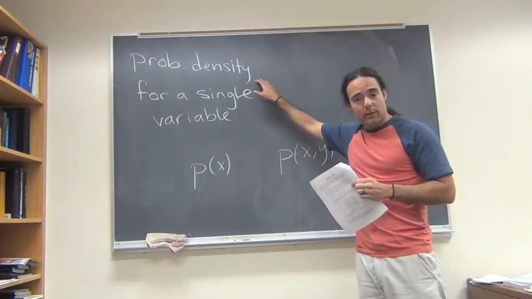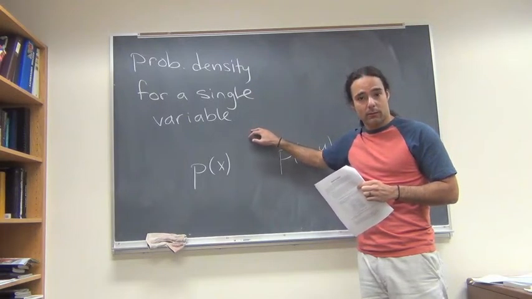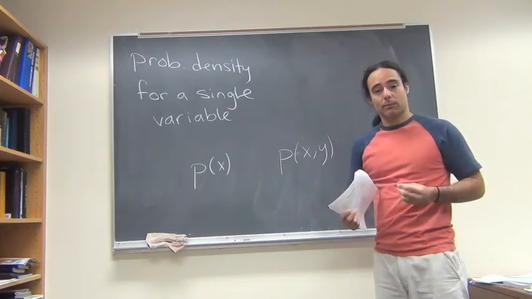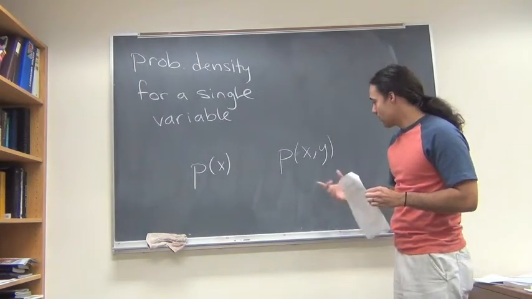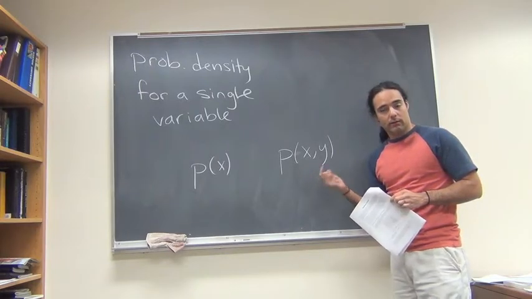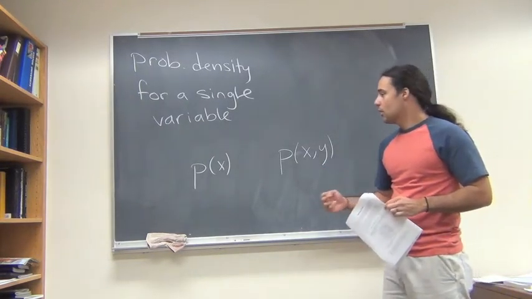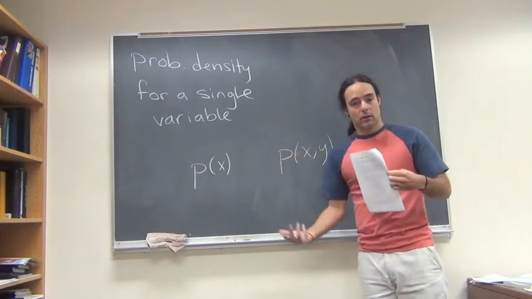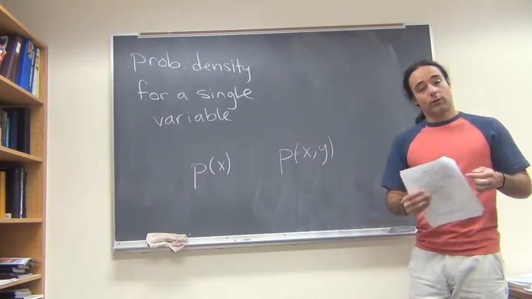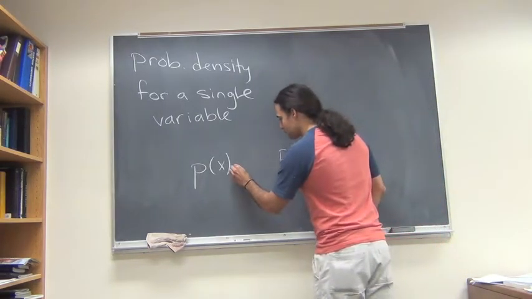Suppose we want the probability density for a single random variable, and I want to get that from the joint probability density. So we're starting with a joint probability density for x and y, those two variables together. What if I want to condense that to just worrying about the probability density for x? Well, there's an easy way to do that.